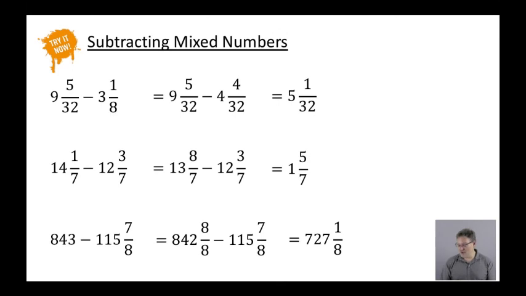Lastly, we had a whole number subtracting a mixed number, in which case we needed to once again borrow to make 843 into 842 and 8/8, minus 115 and 7/8, giving us 727 and 1/8. So you can see here that even when the numbers get large and perhaps intimidating, the rules, the procedures, the processes are exactly the same.